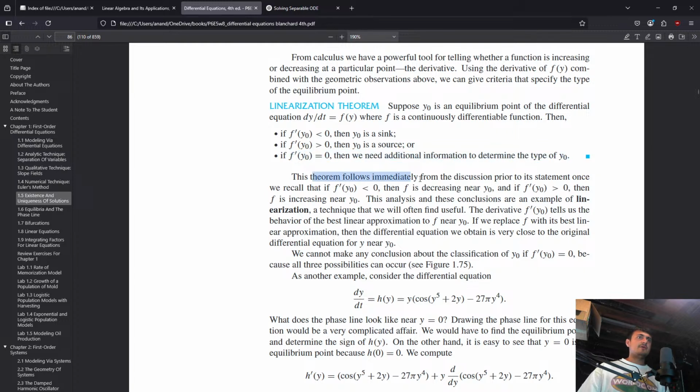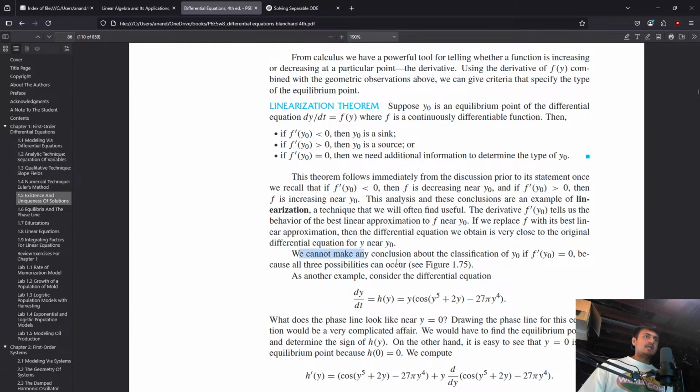This theorem follows immediately from the discussion prior to its statement. The analysis of this conclusion is an example of linearization, a technique we'll find useful. The derivative f prime of y0 tells us the behavior of the best linear approximation to f near y0. If we replace f with its best linear approximation, then the differential equation we obtain is very close to the original.